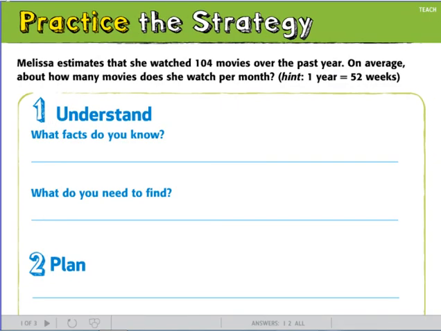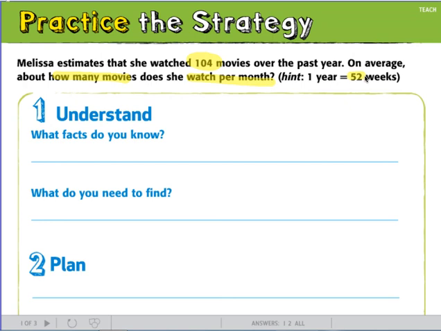So here we go. We're going to start doing our own right here. We're going to read our question. We're going to start looking for the facts that we know. We'll use our highlighter. It says, Melissa estimates that she watched 104 movies over the past year. On average, about how many movies did she watch per month? So we know that there's 104 movies. And we want to know how many movies per month.